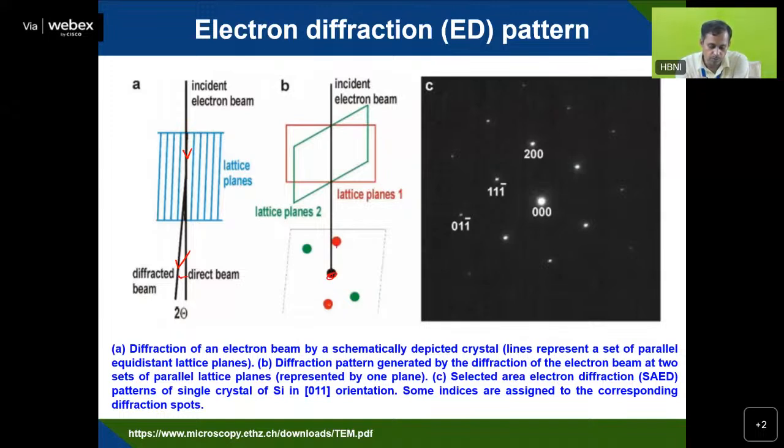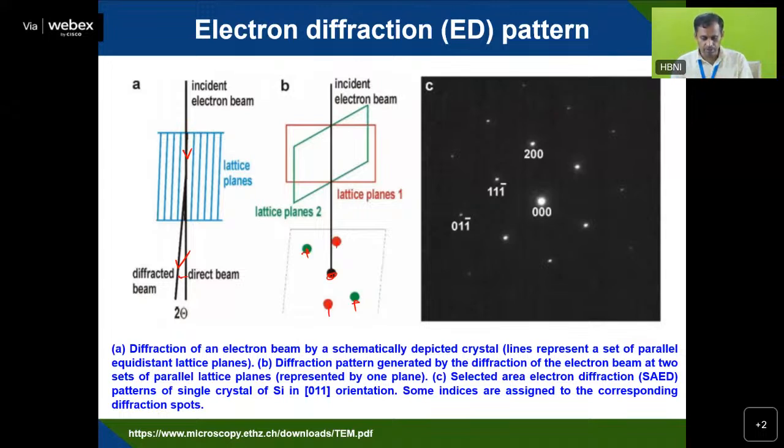you are seeing 2 spots, red spots. Based on lattice plane 2, you are getting 2 green spots. So like that, you will get different spots on the screen, and you can analyze those spots to identify different planes. You will be able to get that diffraction pattern, which will confirm what you are getting with the X-ray diffraction spectra, and you can correlate with electron diffraction spectra.